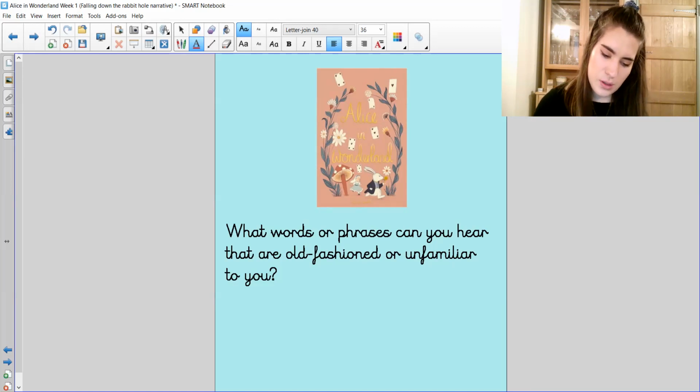So, suddenly she came upon a little three-legged table, all made of solid glass. There was nothing on it except a tiny golden key, and Alice's first thought was that it might belong to one of the doors of the hall. But alas, either the doors were too large or the key was too small, but at any rate, it would not open any of them.